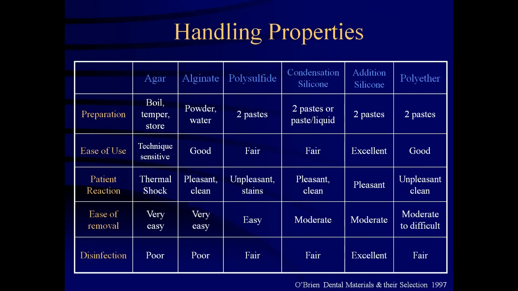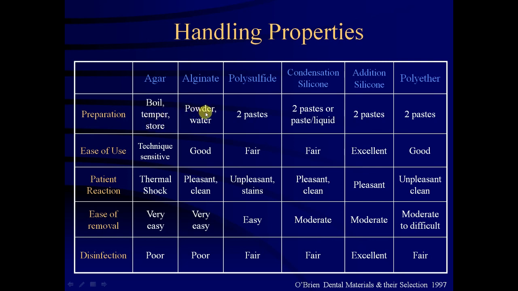So these are the handling properties of various impression materials: agar, alginate, polysulfide, condensation silicone, addition silicone, and polyether. Starting with the preparation, for agar you have to boil, you have to temper. What is temper? I have already told you that it is heating a metal to a high temperature but below the melting point, then cooling that material in air. It is known as tempering. So you have to boil, temper, and then store.